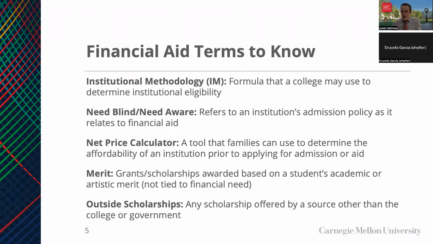The concept of merit is one that requires a little bit of definition here as well. Merit in the world of financial aid refers to grants or scholarships that are awarded based on a student's academic, artistic, or athletic ability. It is not tied to a student's financial need. It's not tied to a lot of the formulas like these methodologies that we've talked about, but is awarded based on another set of criteria around academic, artistic, or athletic merit.